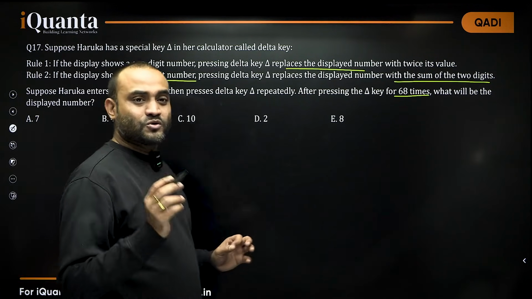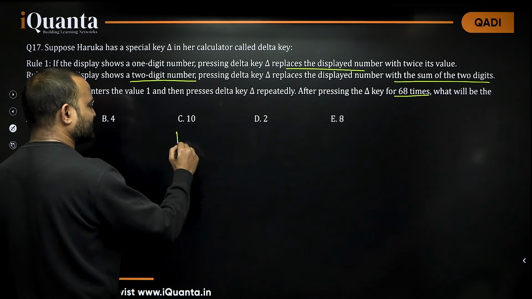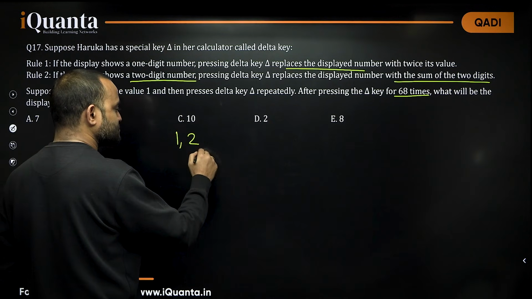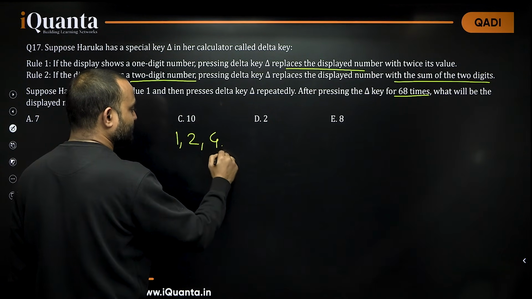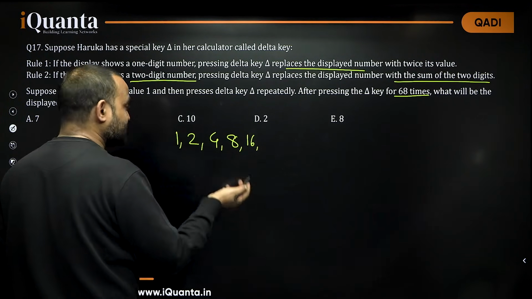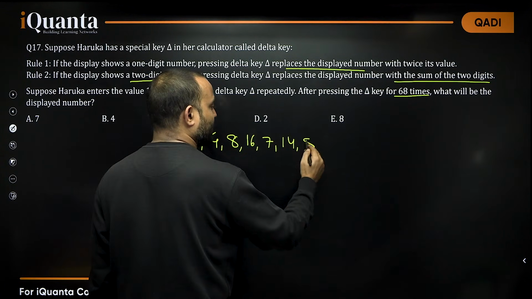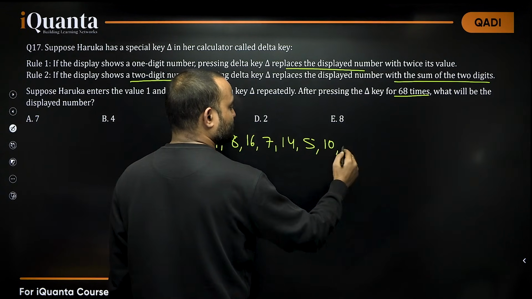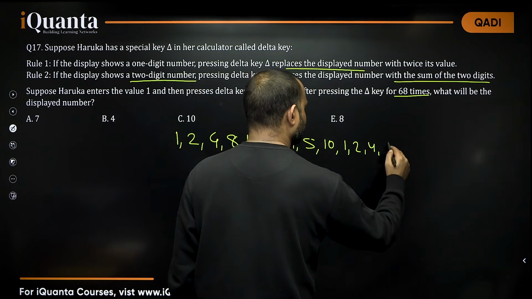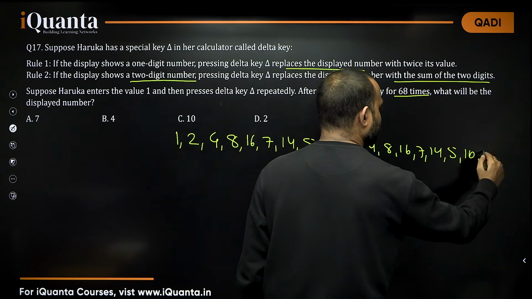Okay, so don't go by this value 68 times. You should try to find the pattern. There is always some pattern in these types of questions. So let's say Haruka pressed 1, the next result will be 2. Then after pressing the delta key, the next result will be 4, then 8. Now it will be doubled, that is 16. Then add the sum of the digits, second rule. So it will be 7, then it will be 14. Then add the digits, it will be 5. Then double will be 10. Then 1 plus 0 will be 1. Same thing will repeat. 1, 2, 4, 8, 16, 7, 14, 5, 10, and then again 1.